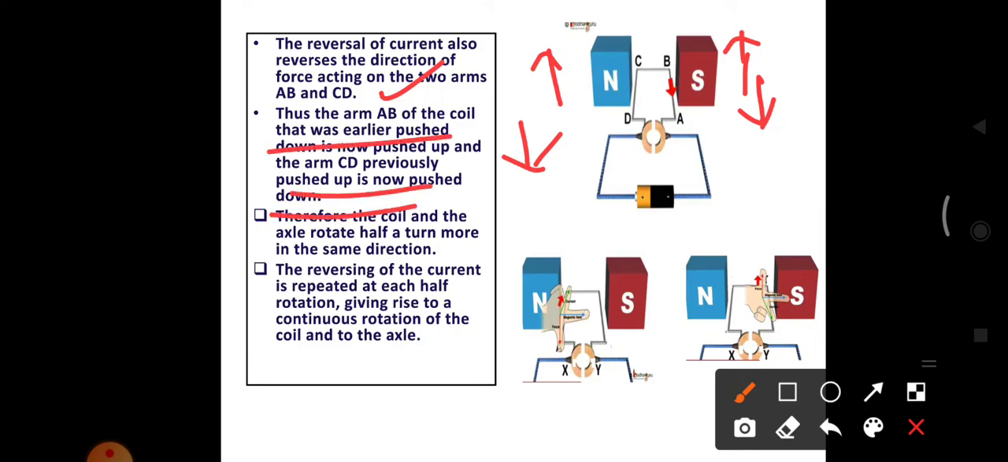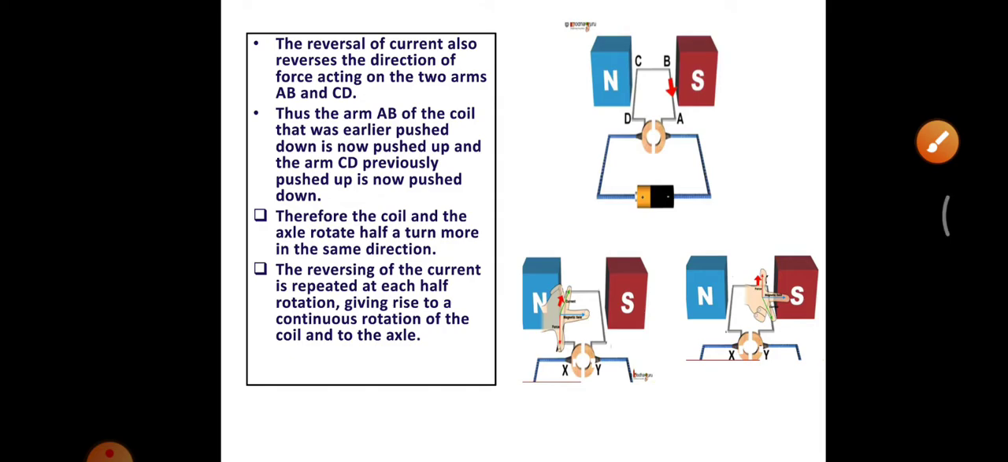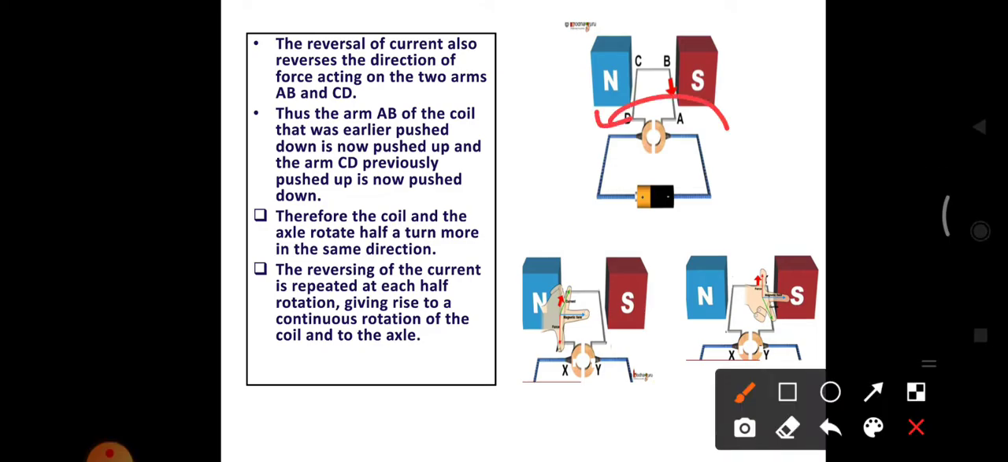Do you understand this sentence? Therefore, the coil and the axle rotate half a turn more in the same direction. Again it rotates. The reversing of the current is repeated at each half rotation, giving rise to continuous rotation of the coil and the axle. So at each and every half rotation, the current direction is changed, ABCD or CDBA. Due to the current direction changing, the coil continues to rotate.